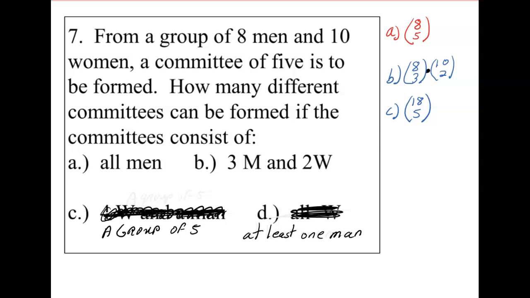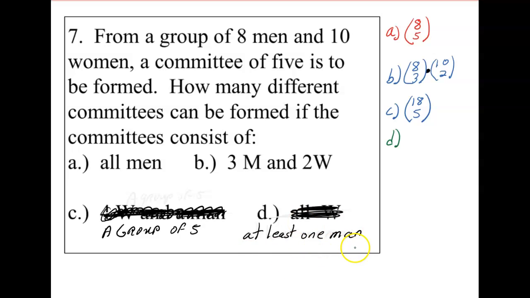And the more interesting question is letter D. I want at least 1 man. So there are 2 ways of doing this problem. I'd like you to pause the screen if you haven't already and think about problem 7D. For 7D, there's a couple ways you can do it, as I mentioned.